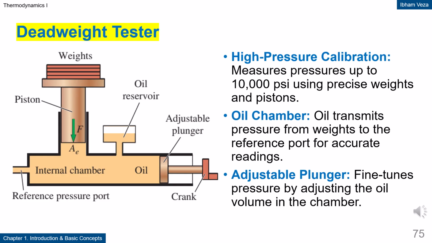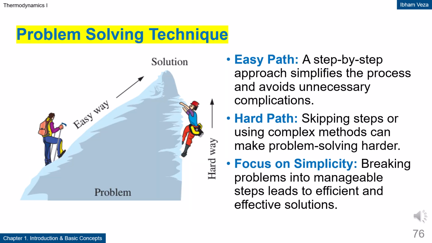Deadweight tester. A deadweight tester is used to calibrate pressure measuring instruments with high accuracy. The pressure is generated by weights placed on a piston of known area. Oil is used to transmit the pressure uniformly to the system. By adjusting the weights, a reference pressure can be set very precisely. This device is widely used as a calibration standard.